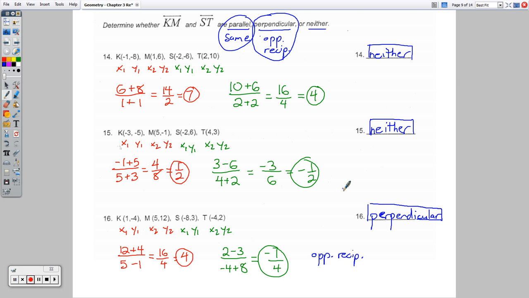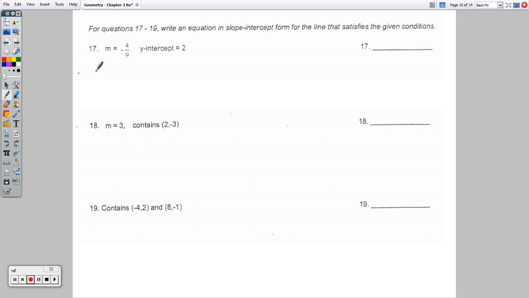So let's take a look now at 17 through 19. These ones will go together, same instructions. For questions 17 through 19, write an equation in slope-intercept form for the line that satisfies the given conditions. This one's very easy because we start with a slope and an intercept. So we just have to plug it in directly into slope-intercept form, y equals mx plus b. So m's your slope, b is your y-intercept.